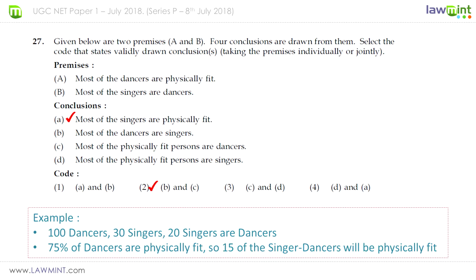For question number 27, we have been given 2 premises and a set of 4 conclusions and asked to identify which of these conclusions can be validly drawn on the basis of the given premises. Now the official answer is choice 2, where they say conclusions B and C are valid. However, by putting some numbers around the 2 premises, we see that the only conclusion that can be validly drawn will be conclusion A. Therefore, the correct answer should have been A only. However, the correct answer as per the official key continues to be option 2.